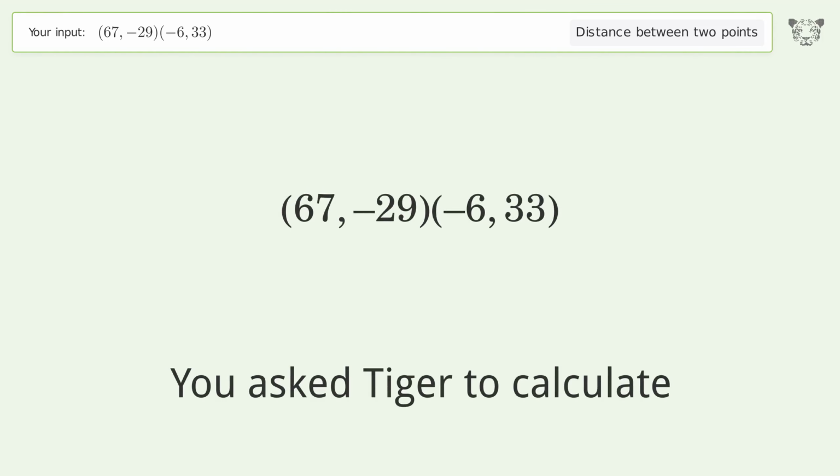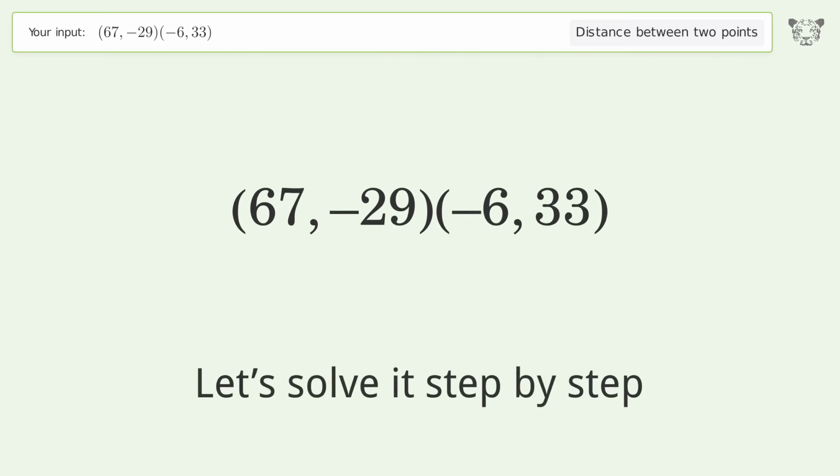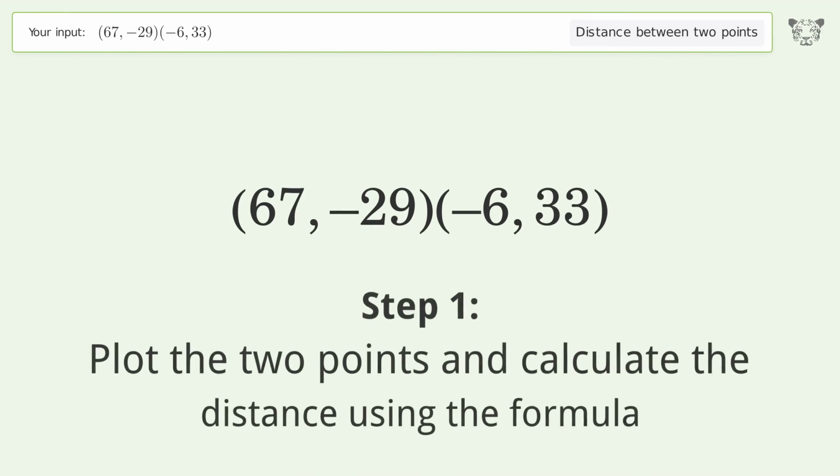You ask Tiger to calculate. This deals with the distance between 2 points. The distance between the 2 points is the square root of 9173, or 95.776. Let's solve it step by step. Plot the 2 points and calculate the distance using the formula.